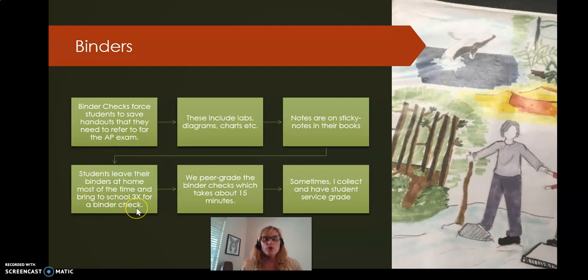They leave their binders at home except for 3 times a year. When we grade them in class, it takes about 15 minutes to grade them. So this is not a thing where I'm collecting and spending hours and hours grading their binders. It's just to see if they collected. I'm not actually grading the items in their binders. They can put the item in blank. So if they never even did it, then they can even put it in blank and they get credit for at least having it in their binder.